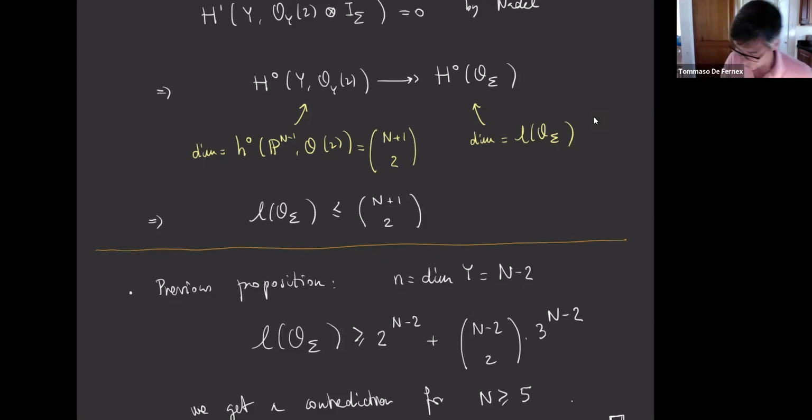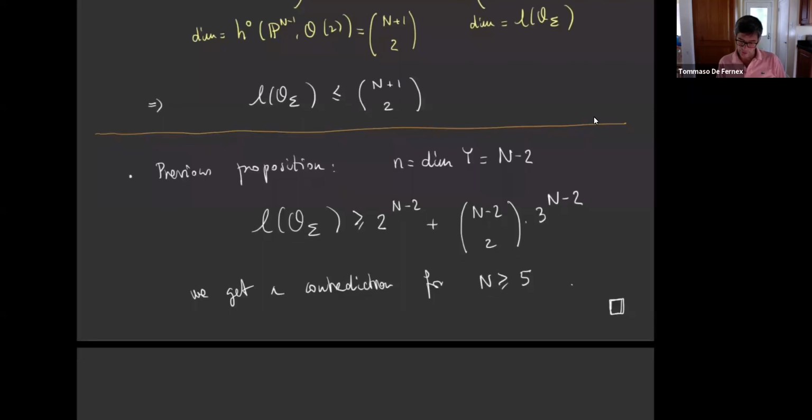So definitely, thinking about improving the bounds on the length of the scheme in this way, that definitely made this proof a lot nicer.